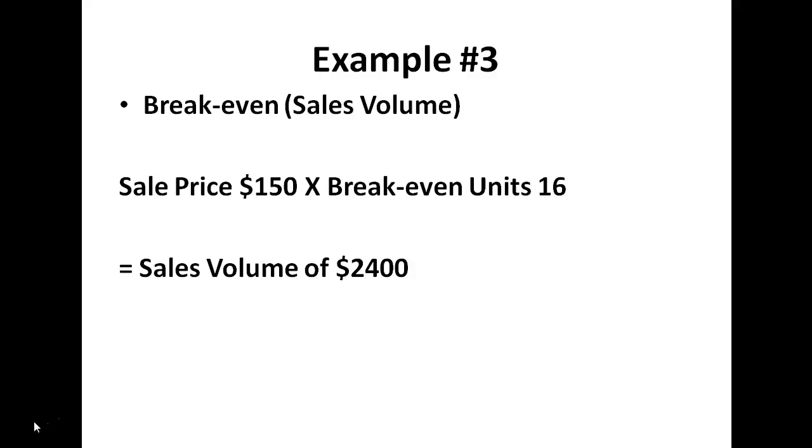$2,400, which is less than if we were selling 25 units. But then again, as I said earlier, we had more contribution to the business by selling at a higher price. Again, the last example we used of selling the product for $200, if we multiply $200 by the break-even number of units of 11, the sales volume required is $2,200.